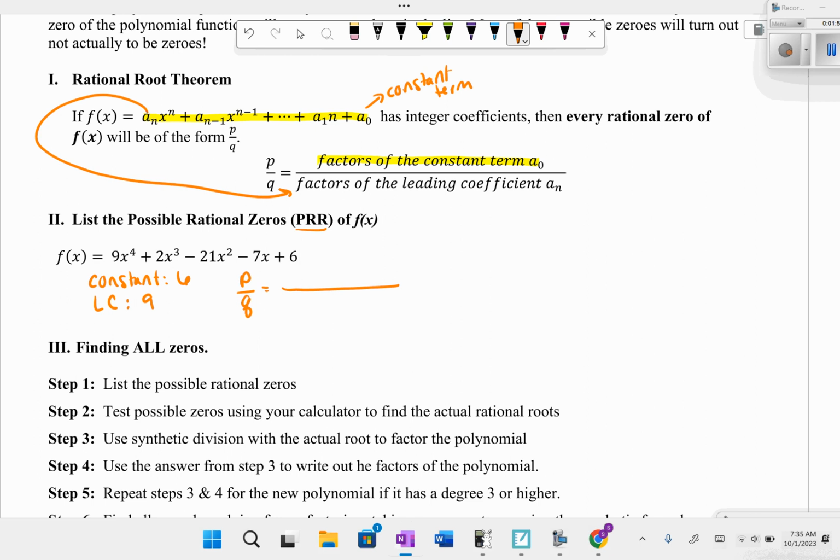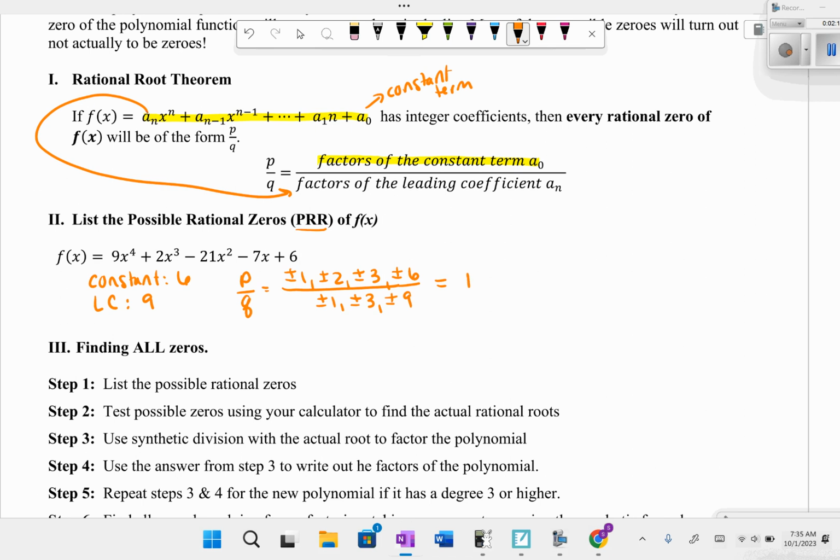So factors of 6 would be plus or minus 1, plus or minus 2, plus or minus 3, and plus or minus 6, because 1 times 6 is 6 and 2 times 3. And then factors of 9 would be plus or minus 1, plus or minus 3, and plus or minus 9. So then we just want to write all of these factors out. So we're going to take the numerator and divide it by our denominator factors.